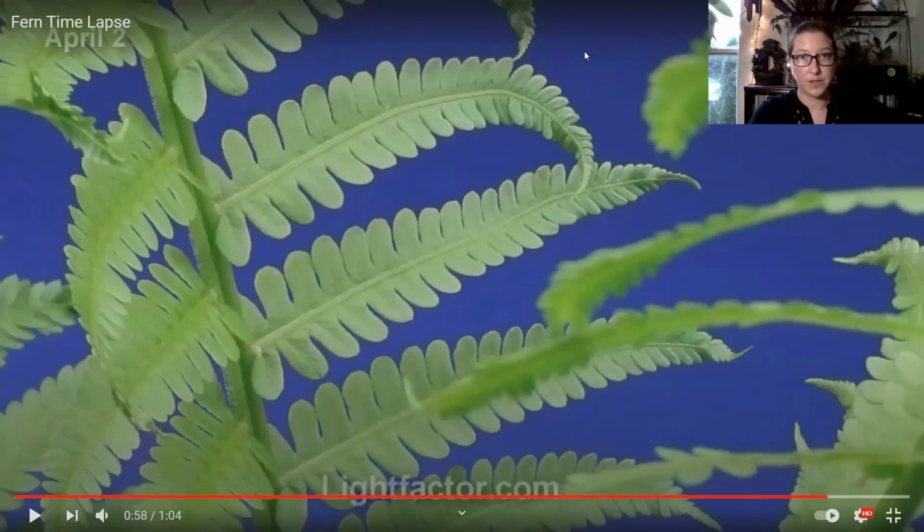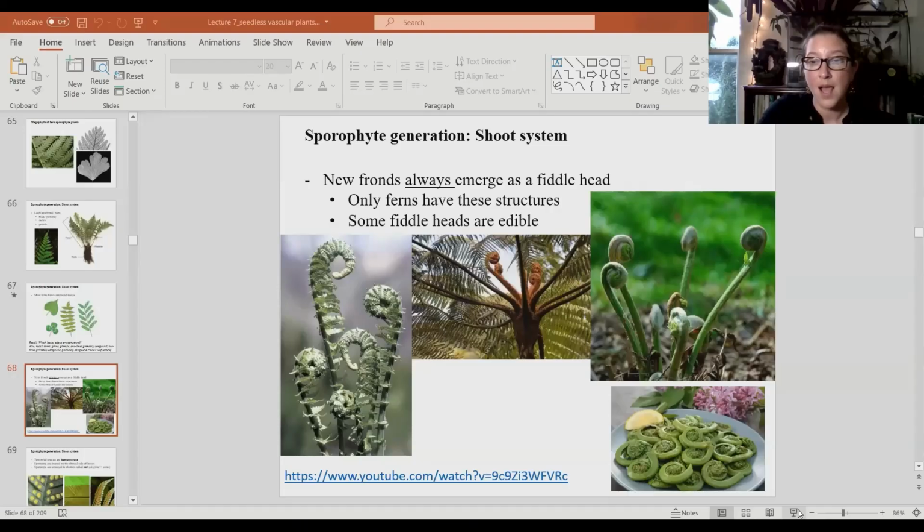So only ferns emerge as fiddleheads. Nothing else does that. Everything else doesn't have fiddleheads. So that's an easy way to remember. If you ever see something that says fiddlehead, you know that you're talking about fern. So that's a good way to stay organized. Okay, so let's keep going.